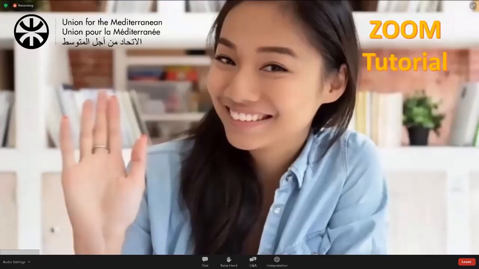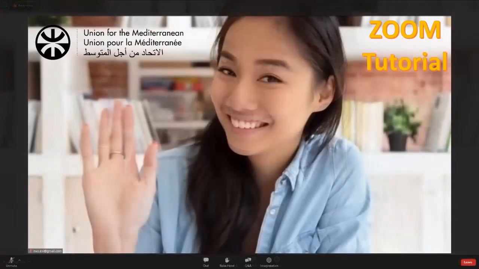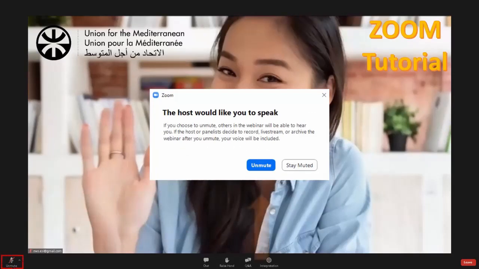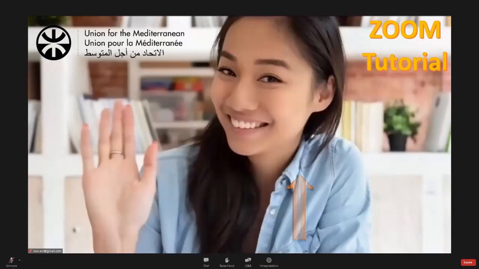If the host decides to give you the floor, this notification will appear and you can decide whether to turn the microphone on immediately or keep it off and then turn it on later. In fact, as you may have noticed, now the words audio settings have been replaced by the classic button depicting the microphone that you can turn on and off as you wish.